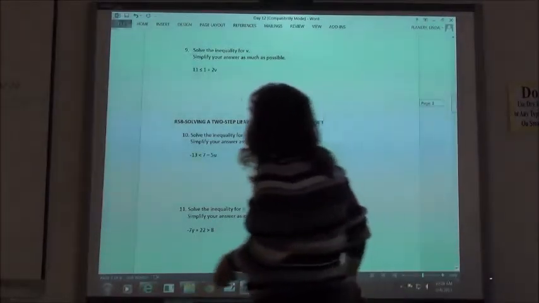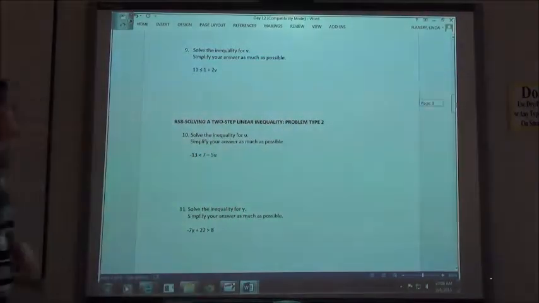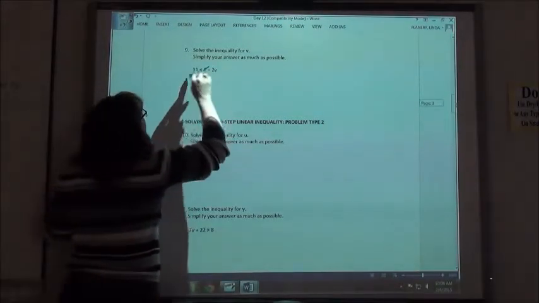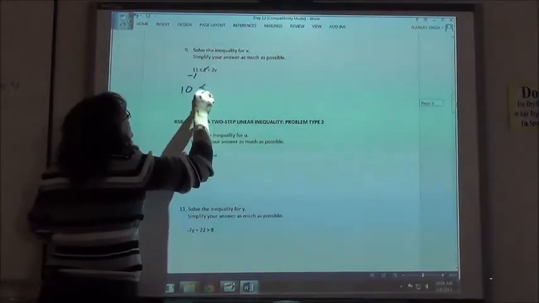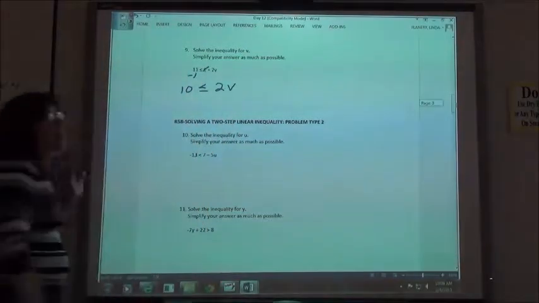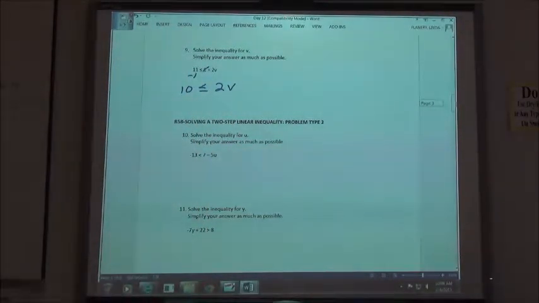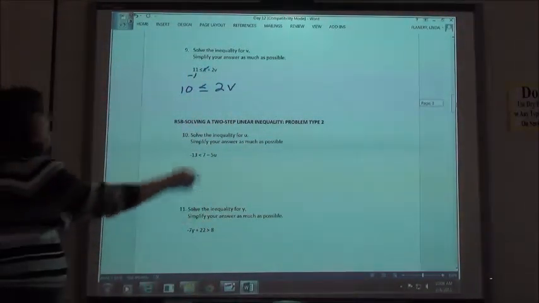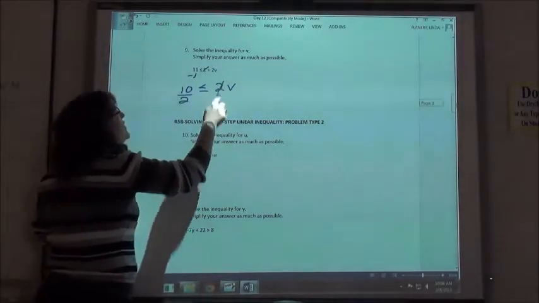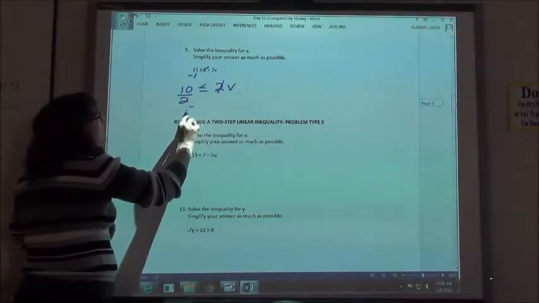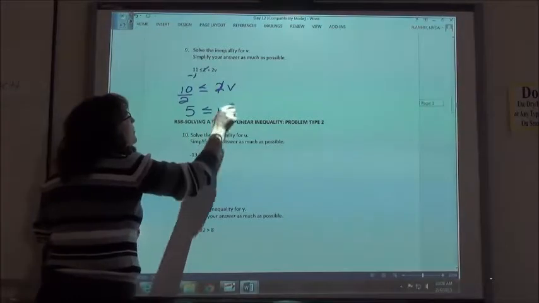Number 9, 11 is less than or equal to 1 plus 2V. The first thing there I should do is minus the 1. 10 is less than or equal to 2V. I'm then going to divide by 2. Again, that's positive, so I leave it alone. 5 is less than or equal to V.